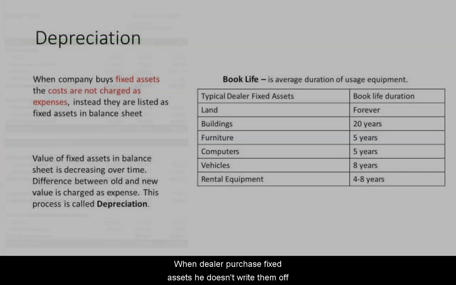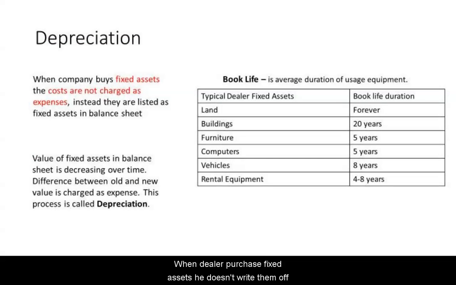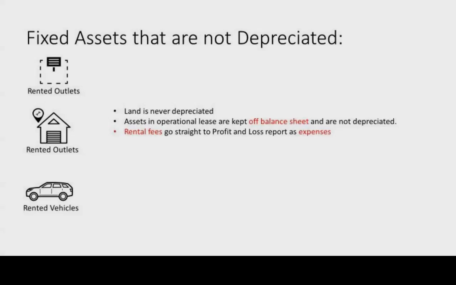When a dealer purchases fixed assets, he doesn't immediately write costs off to expenses. These costs turn into expenses, step by step, during the whole time the asset is used by the dealer. This process is called depreciation. All fixed assets, except land, are depreciated. Step by step, depreciation decreases asset value in the balance sheet.